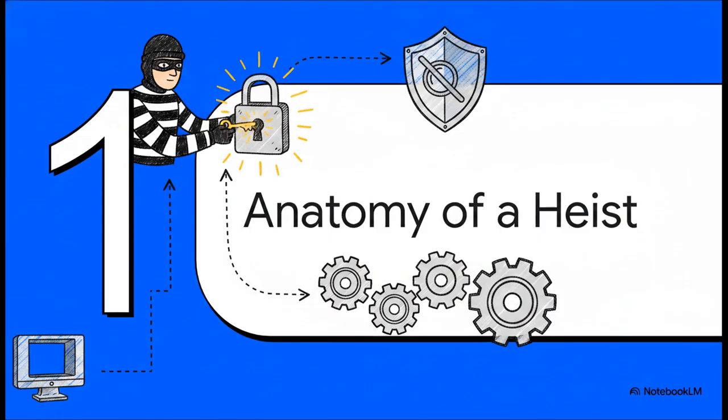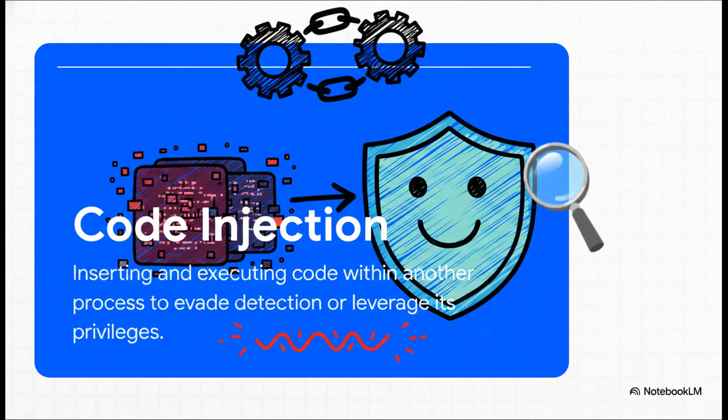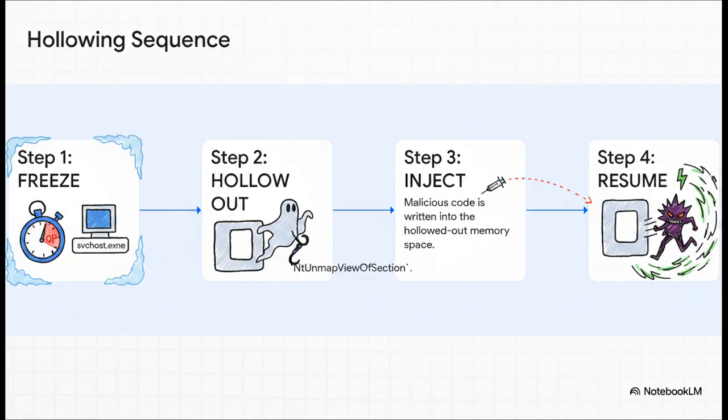Now, let's get into the nitty-gritty. Let's break down how this heist actually happens on a technical level, because this isn't just one simple trick. It's a really carefully choreographed sequence of steps, all designed to fool you, your system, and even your security software. First, you gotta understand that process hollowing is a specific type of attack called code injection. The core idea behind it is pretty straightforward. Run your bad code inside of another good process. It's a classic tactic for flying under the radar and basically stealing all the trust and permissions of that legitimate program.